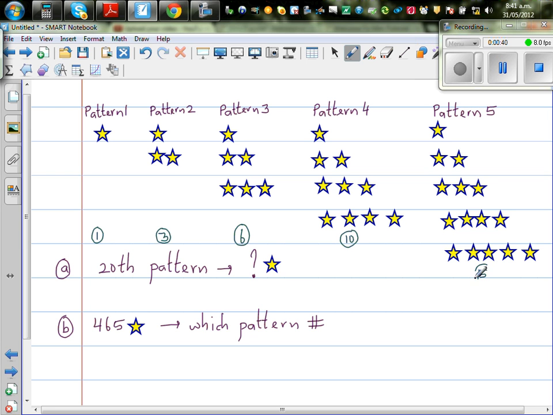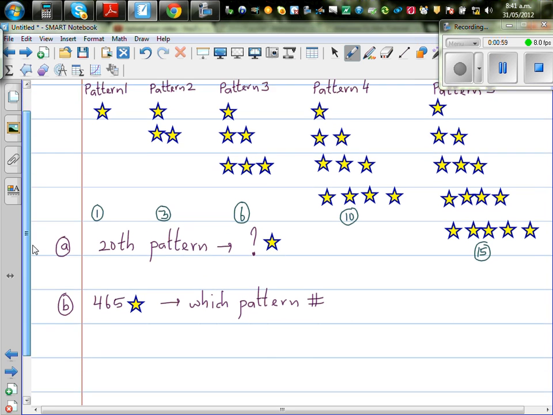Okay. So now the question is, we've got two problems. If we continue this pattern, how many stars will you have in the 20th pattern? And the second question is, if there are 465 stars, which pattern number would have 465 stars? These are the two problems.